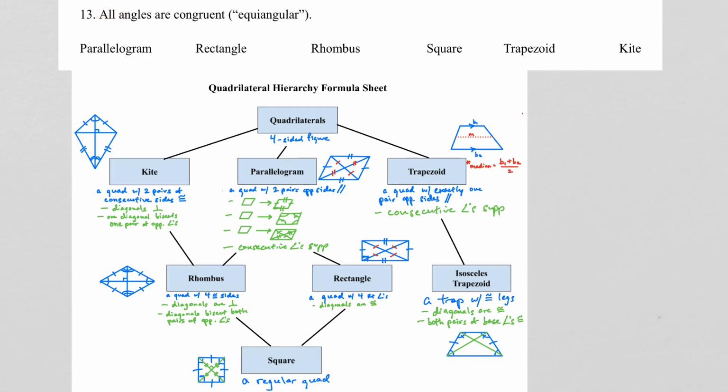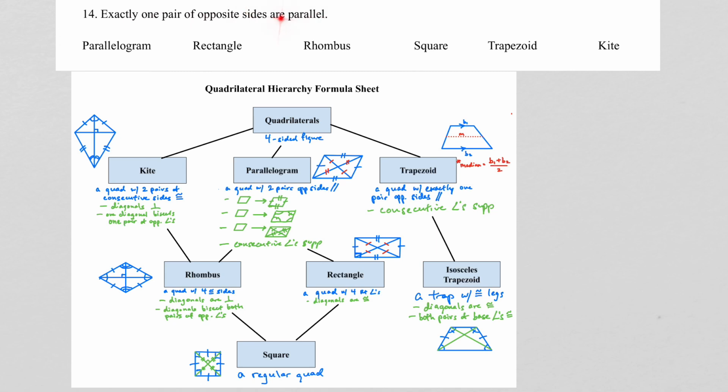All the angles are congruent, meaning equiangular. Well, we can clearly see that's not true for these. It's not true for this, but it is true for this because they're all 90 degrees. For them to be the same, they have to be 90 degrees, because 4 times 90 would be 360. So this is true and this is true. This is only true for a rectangle and a square. Exactly one pair of opposite sides are parallel. That's true. That's a definition of a trapezoid. So it's true for this and this, but the only choice here is this.